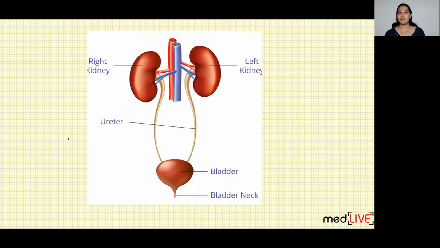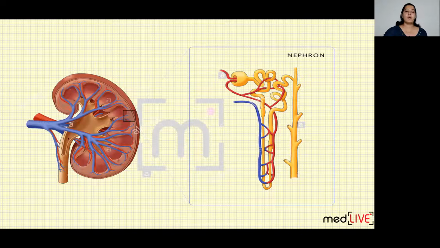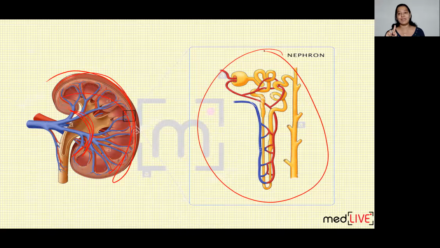We know that humans have a pair of kidneys, the right kidney and the left kidney. Each kidney has three parts. The outermost part of the kidney is known as cortex, the middle part is known as medulla, and the innermost part is known as pelvis. Each kidney contains nearly 1 million nephrons. So there are two kidneys, and humans have 2 million nephrons. Nephron is the structural and functional unit of the kidney.